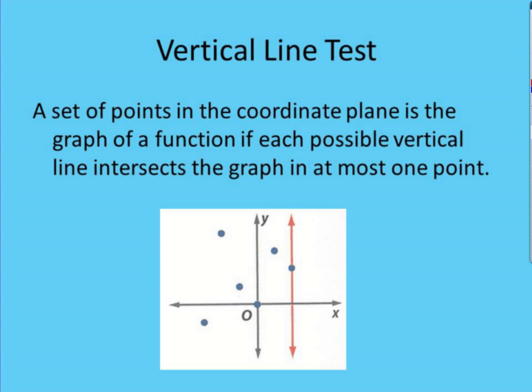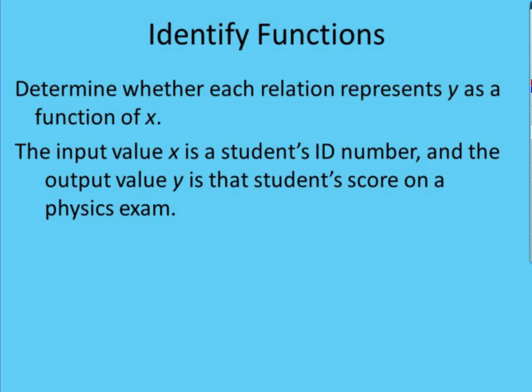One way to check to see if you have a function is to do the vertical line test. So if you graph your points or graph your line, whatever information you have, if you can draw a vertical line and it only touches that graph in one place for every vertical line, then it is a function.